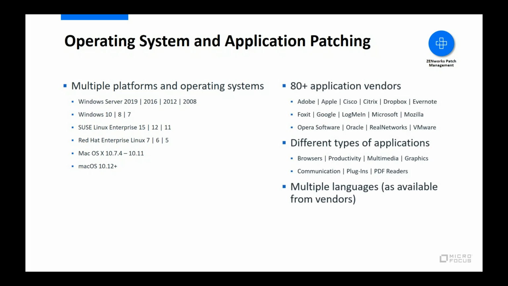In addition to operating systems, you can also patch Windows and Mac software applications from over 80 vendors, such as Adobe, Apple, Google, Microsoft, Mozilla, and Oracle. For Linux, both SUSE and Red Hat application patching is limited to what is provided in the operating system patches.